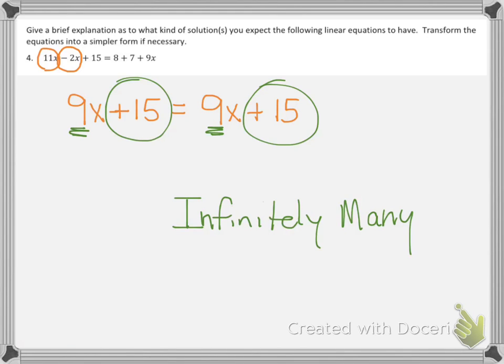So I don't have to solve it because x can be anything. In fact, I really don't even have to look at the coefficients and the constants separately. I can just say, well, the left side's exactly the same as the right side, infinitely many.